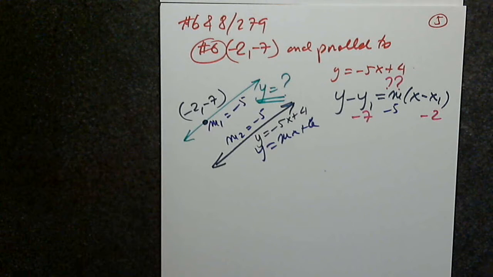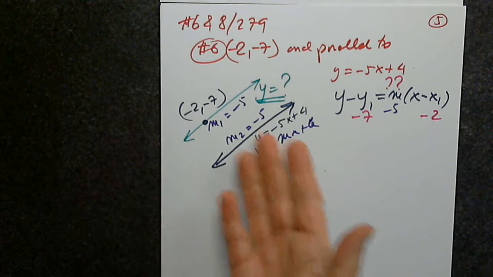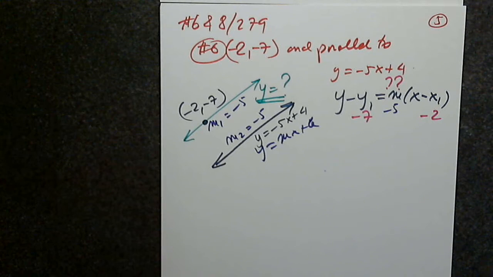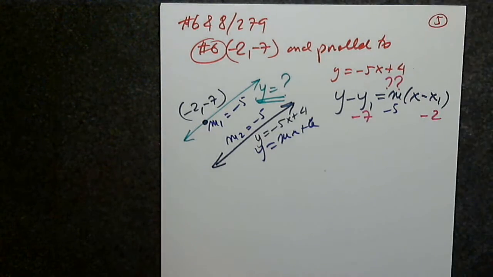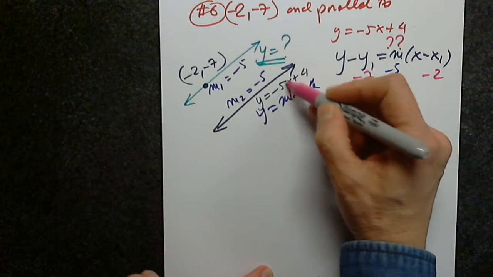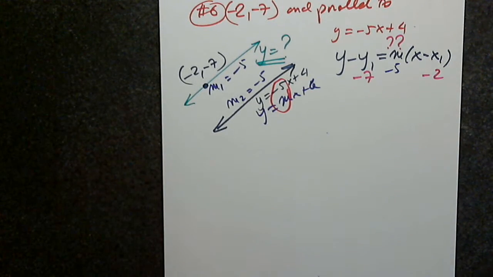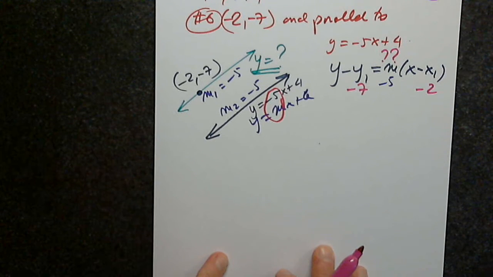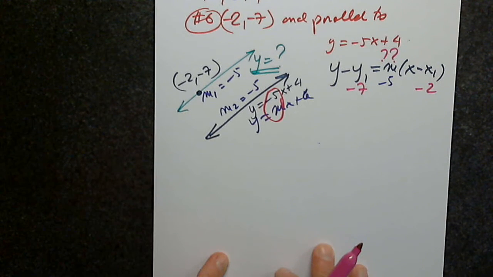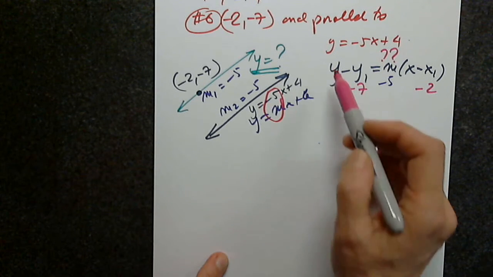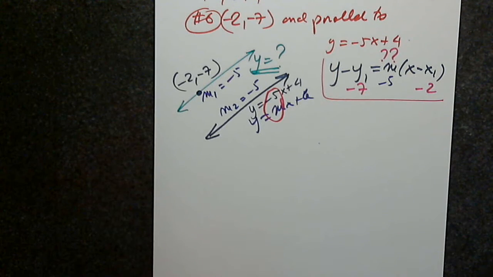Last time you were not here: two lines are parallel if they have the same slope. So if this one is -5, the other one is also -5. Two lines are parallel if they have the same slope. How did we get -5? We compared with y equals mx plus b. That's the slope, and this is the point-slope form right there.